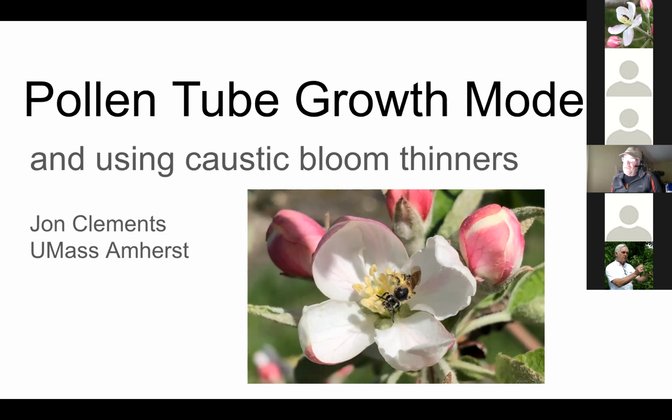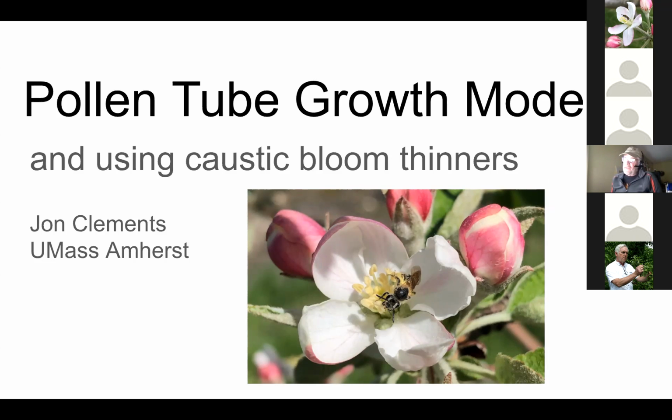So if you apply a caustic thinner, caustic meaning a phytotoxic thinner, you want to let some of this pollination happen, or you want the pollen tube to grow down and fertilize the ovule so that a fruit is started. So that's the goal of caustic thinning. And this pollen tube growth model helps you time that spray so that you have some flowers pollinated and some aren't, okay?